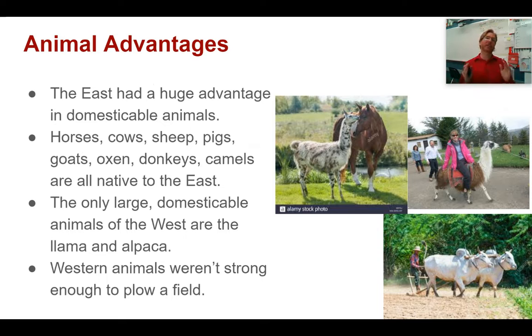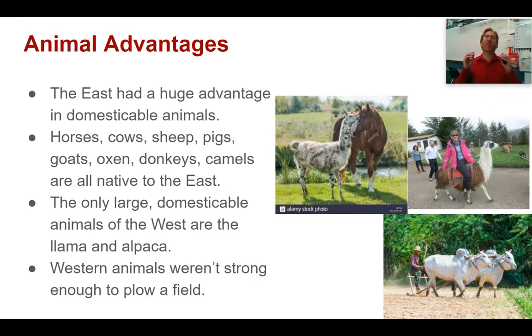The animal advantage is huge. The East really had a much bigger variety of domesticatable animals. Horses, cows, sheep, pigs, goats, oxen, donkeys, camels, these are all Eastern Hemisphere animals.